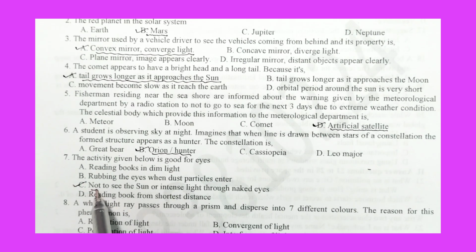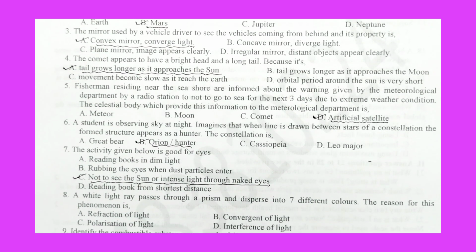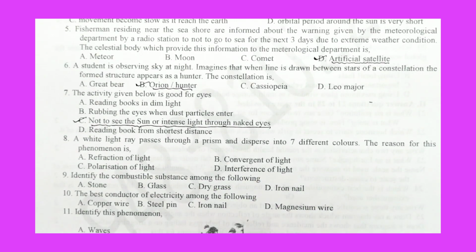So option C, not to see the sun or intense light through naked eyes. So this is the right answer for the 7th question. Then coming to the 8th one, a white light ray passes through a prism and disperses into 7 different colors.